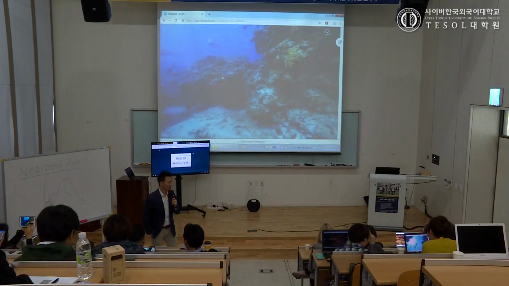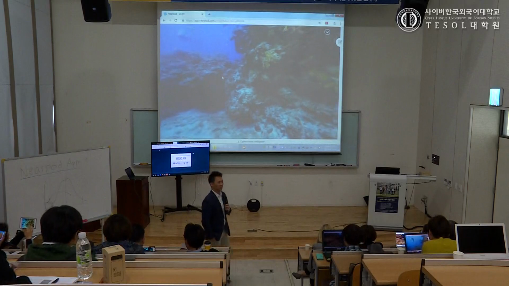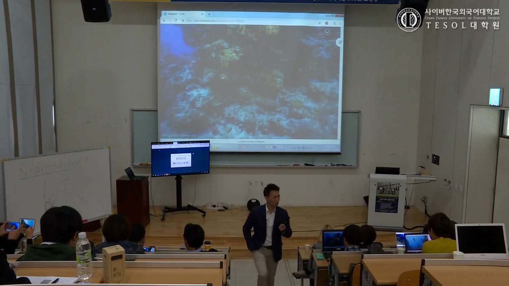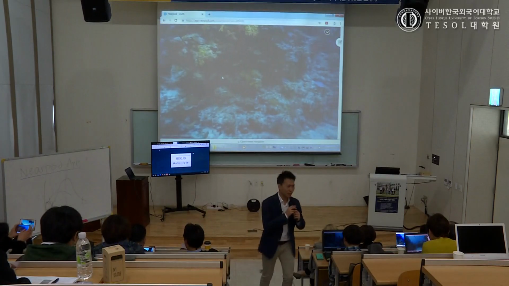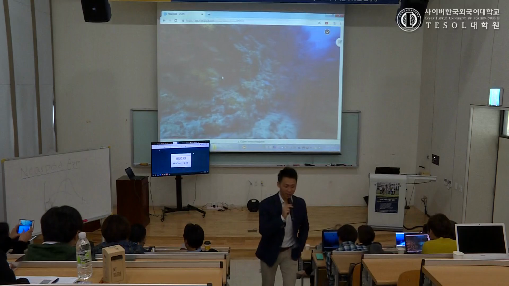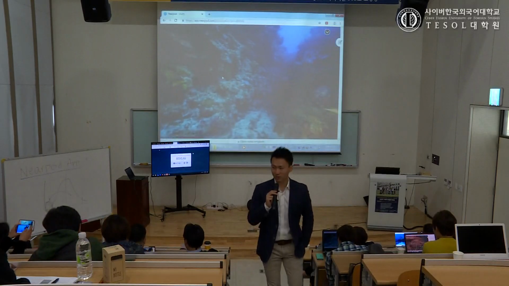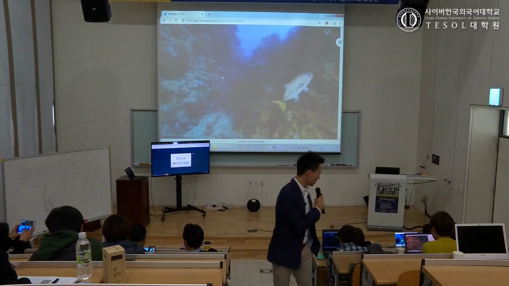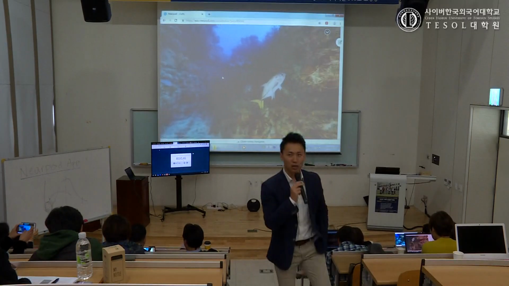So let me ask, what do you see in this picture? What do you see? Reef? Fish? What's that? Divers? You see divers? What's that? Seaweed. Seaweed? What colors do you see?